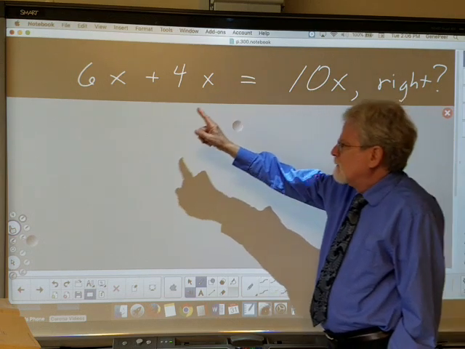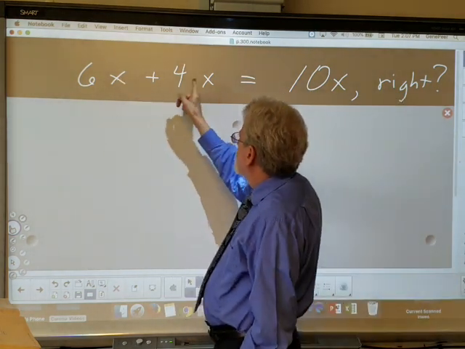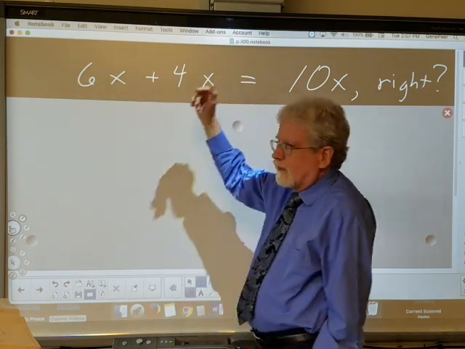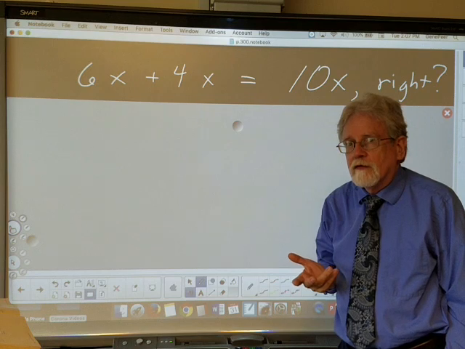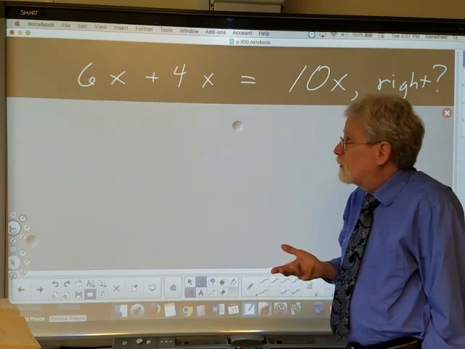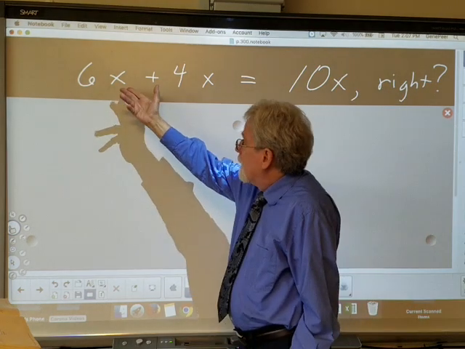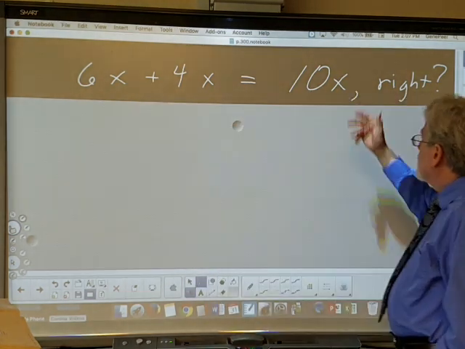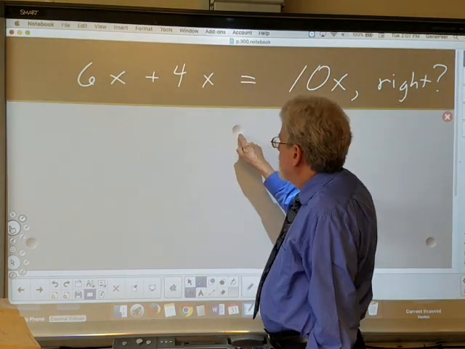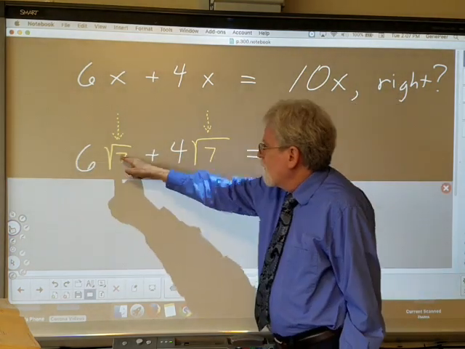Now, what if, however, instead of having 6x plus 4x, what if I have 6 bananas plus 4 bananas? I would have 10 bananas, last time I checked. They don't change into plantains just because I'm adding them. 6 bananas plus 4 bananas would be 10 bananas. Right. What if that x happens to be a square root of 7 instead?